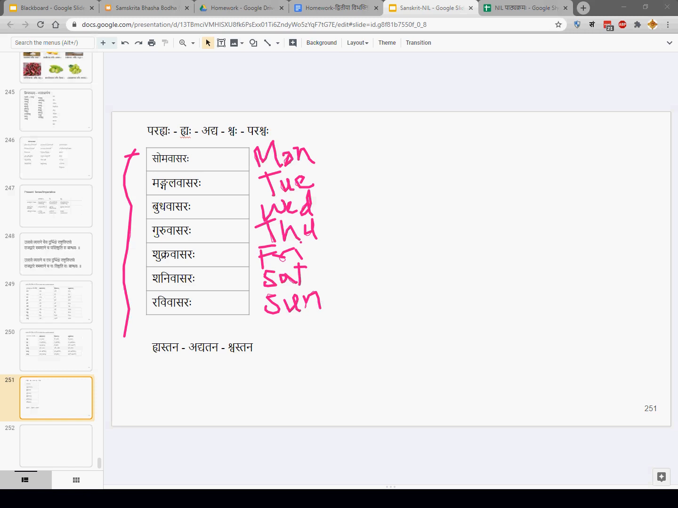Okay. So here, Soma is a name of moon. So maybe Monday means moon day. Vasara means day in Sanskrit. So day of the moon.